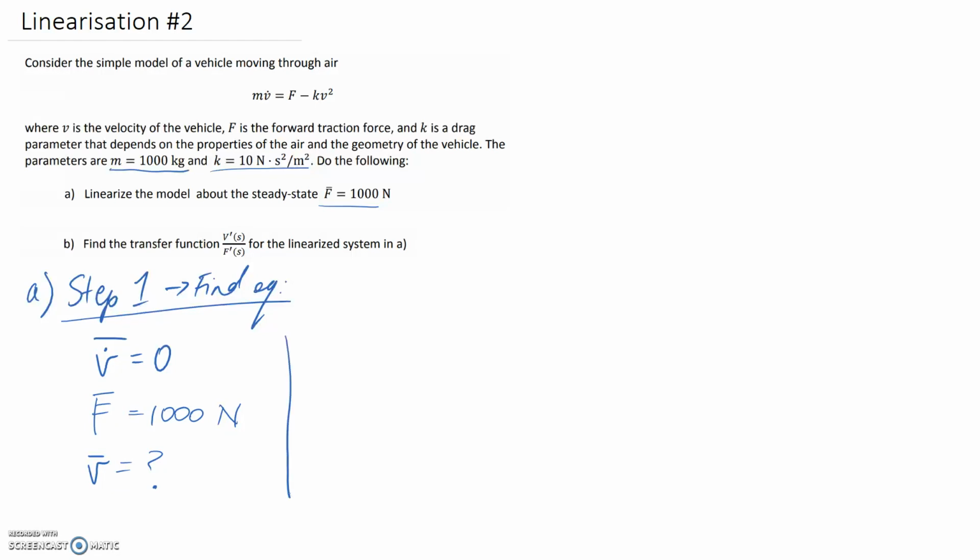So we should be able to go and find it though by substituting all this known stuff into our equation. So V dot I should say. It's confusing with the dashes and the dots. Alright, so that's our equation. So at equilibrium, we've said that this V dot is equal to 0. So that goes away. We've got F at equilibrium, which is equal to 1,000, minus K is a constant, so it's always going to be this 10, and V at equilibrium is what we are going to need to find. So let's sub it in as V bar.